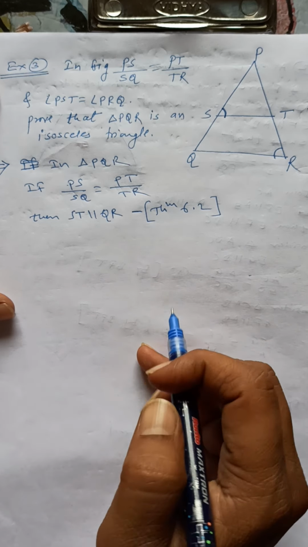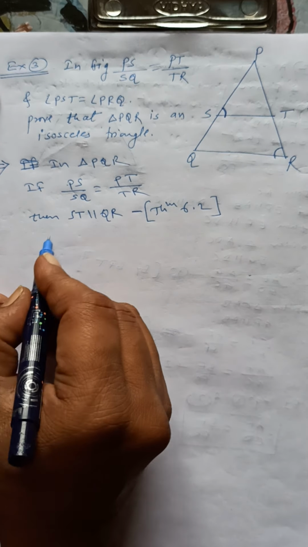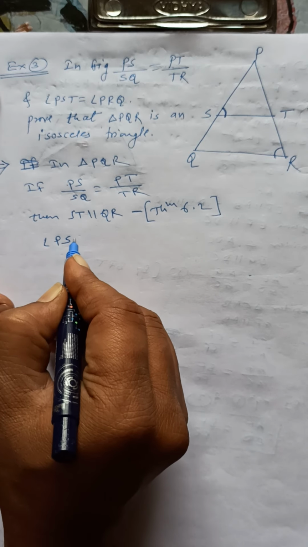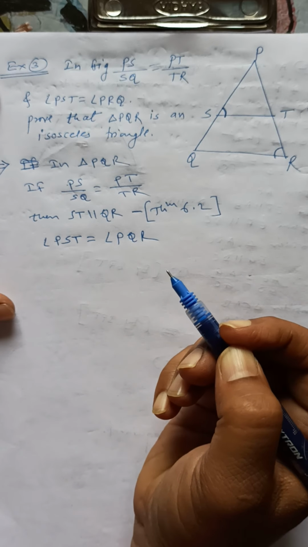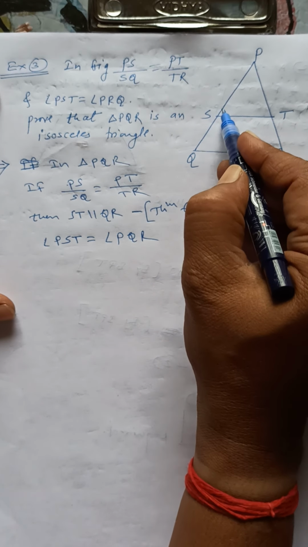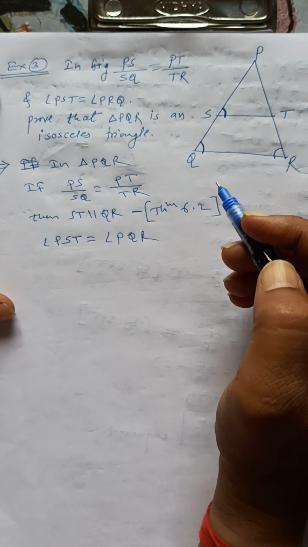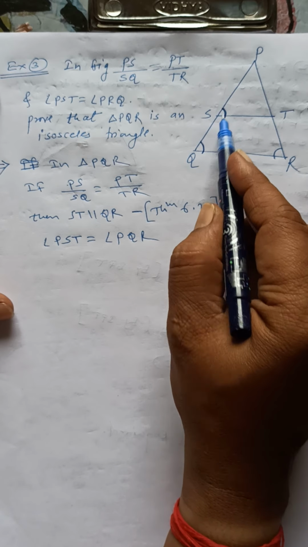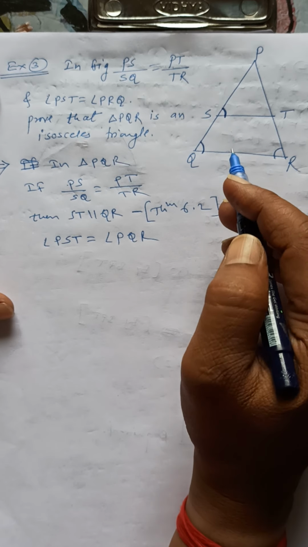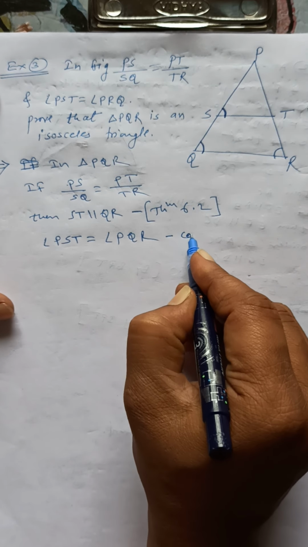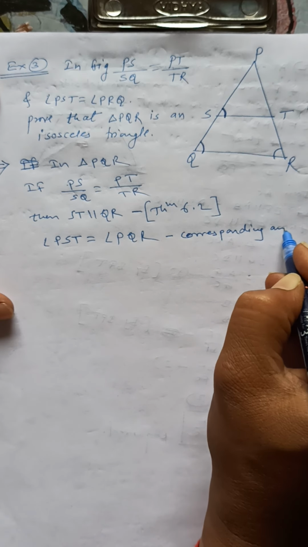If ST is parallel to QR, can we say that angle PST is equal to angle PQR? What is the reason? Angle PST is equal to angle PQR because of the corresponding angles. If ST is parallel to QR, then corresponding angles are equal. So here we can write: corresponding angles.